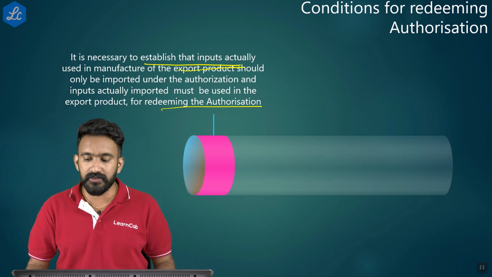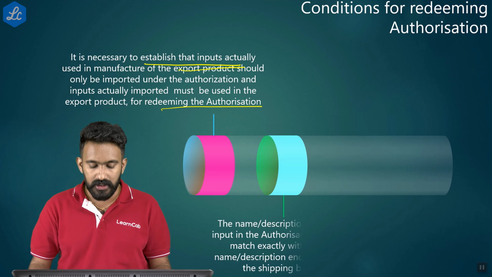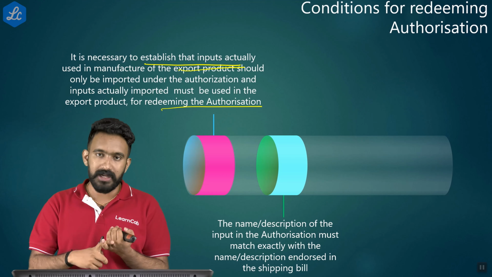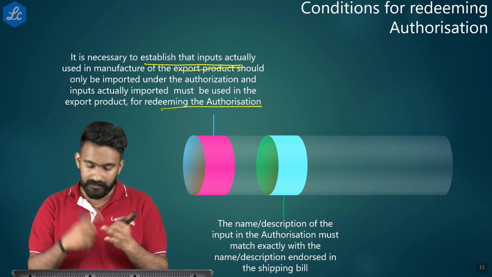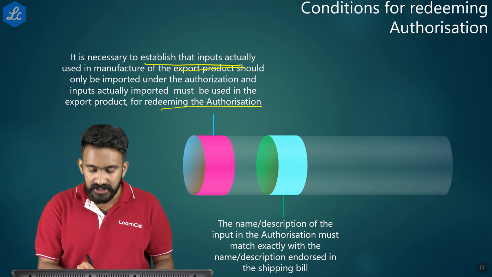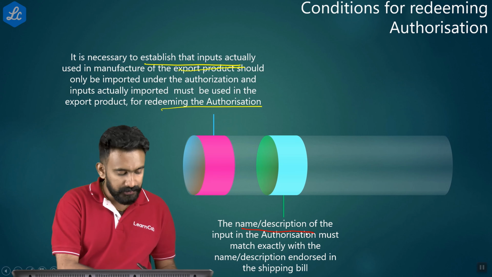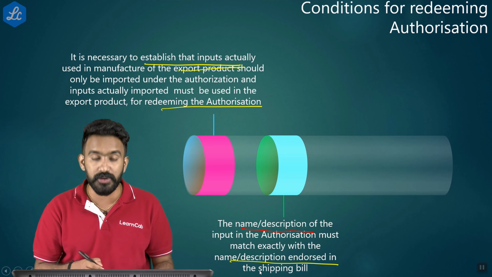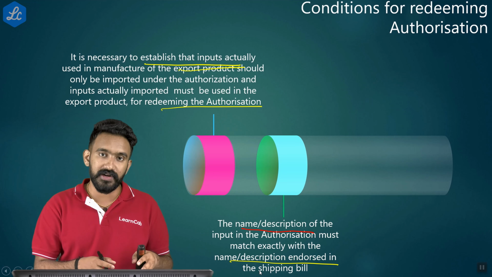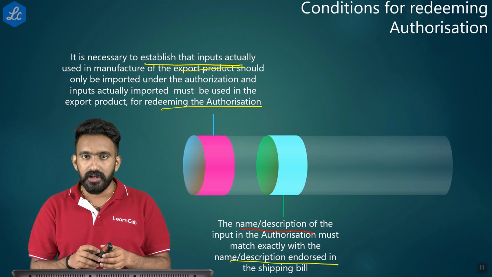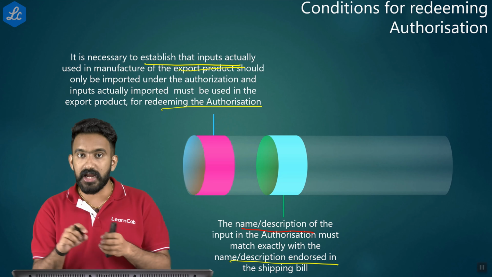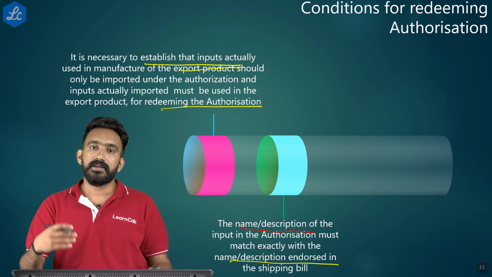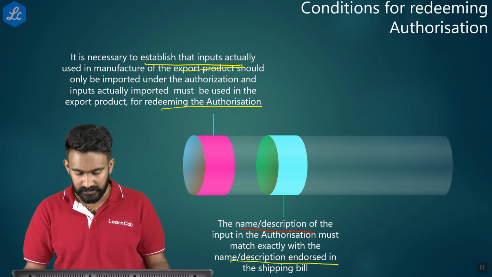The second condition for redeeming authorization, the first being that you have to establish that the inputs are for the export product and you will have to actually use them, is that the name and description of the inputs in the authorization must match exactly with the name and description endorsed in the shipping bill. They are going to another level and saying that whatever inputs you have taken, those descriptions should match with whatever shipping bill you have for your export products.